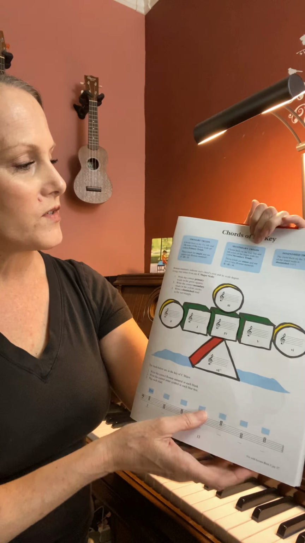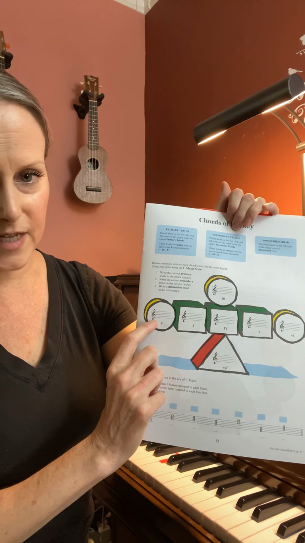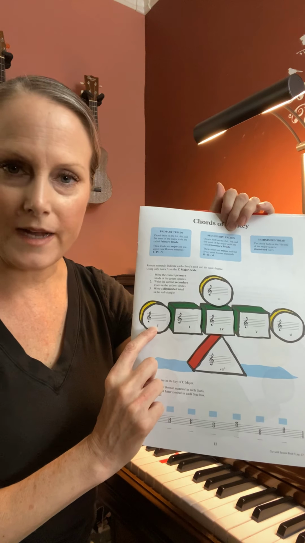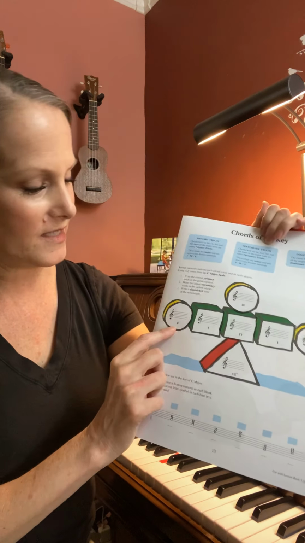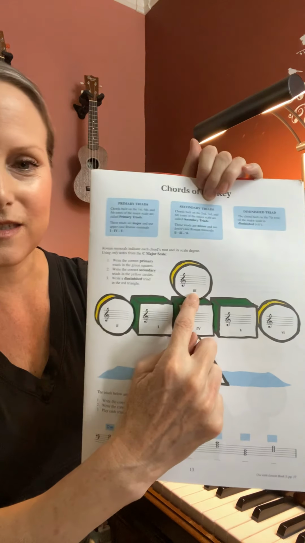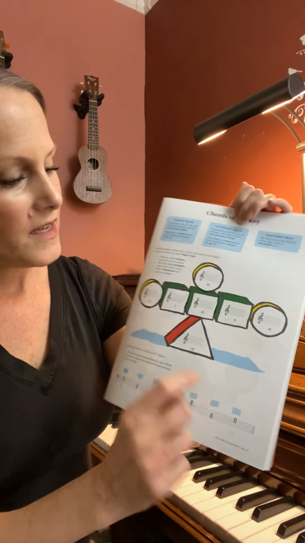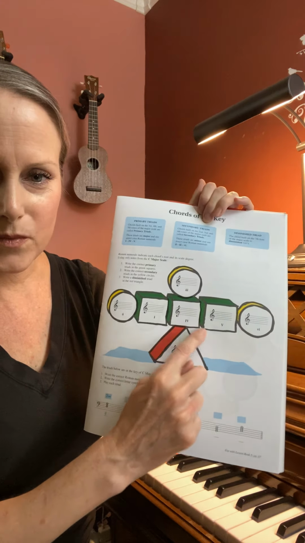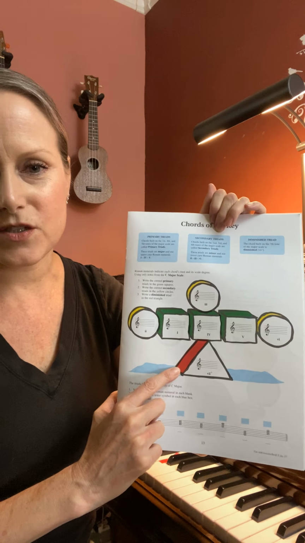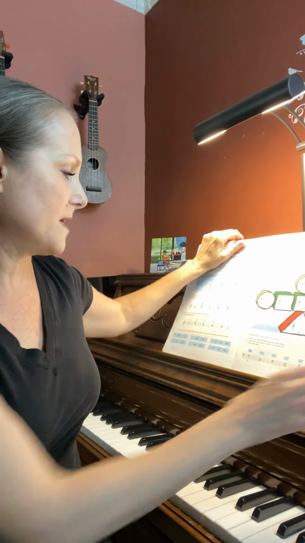There are also secondary triads, which they color code yellow. The secondary triads are minor, and we can see they're lowercase: lowercase 2, lowercase 3, and 6. Then there's one red one, which is diminished. There's one diminished triad in a major scale.